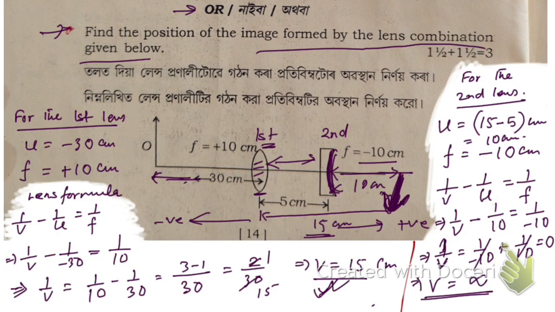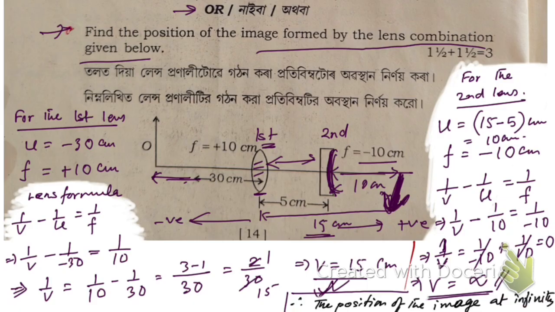So the position of the image is at infinity. Let me write the statement of what we have got. Therefore the position of the image is at infinity, right? Hope you have understood how to solve this problem.